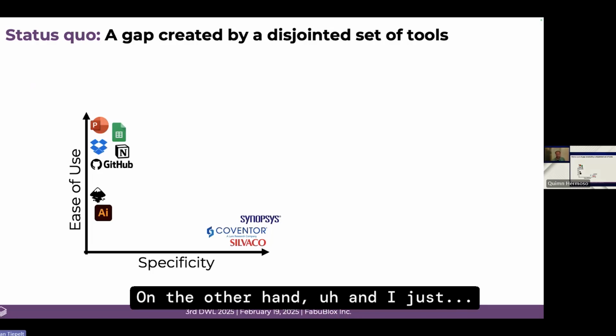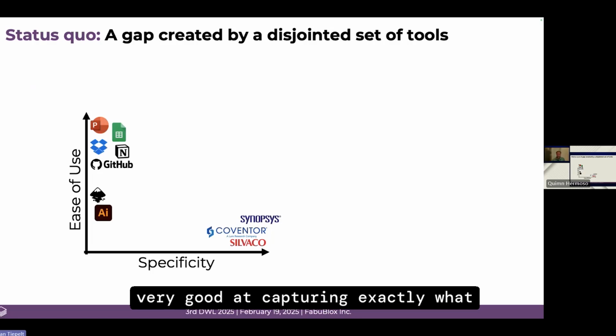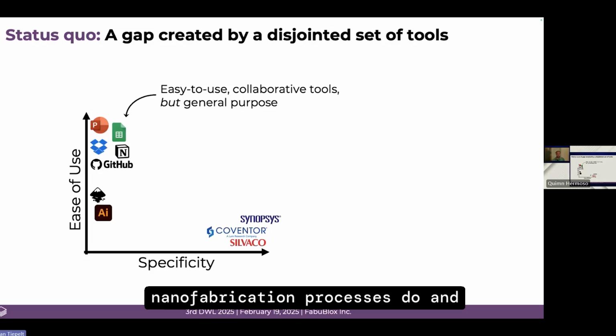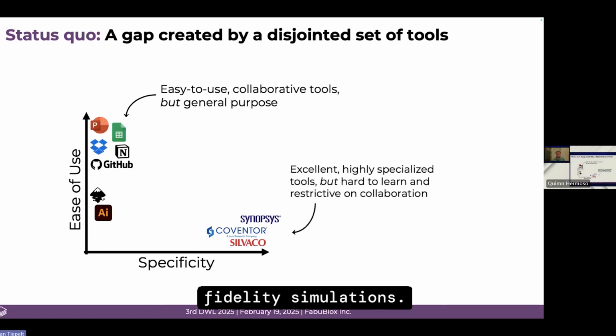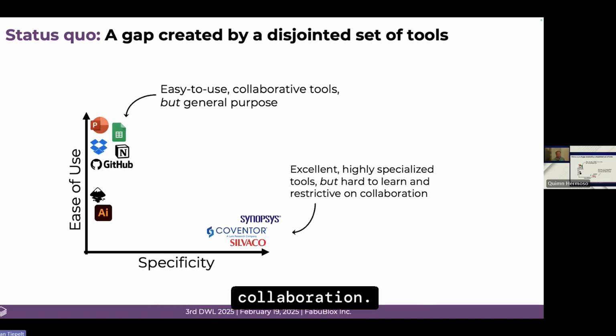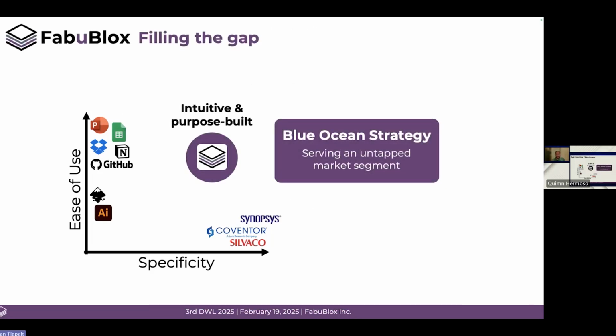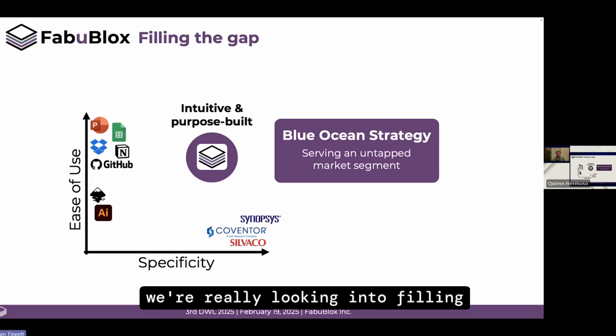On the other hand, and I just listed a few commercial simulation software here that are very good at capturing exactly what nanofabrication processes do and are used for extremely high fidelity simulations. They're excellent tools, but they're very, very hard to learn. They're not made for very easy everyday usage and for collaboration. And that leaves just a gap that needs to be filled. We're really looking into filling this gap by building an intuitive but still purpose-built tool for nanofabrication.